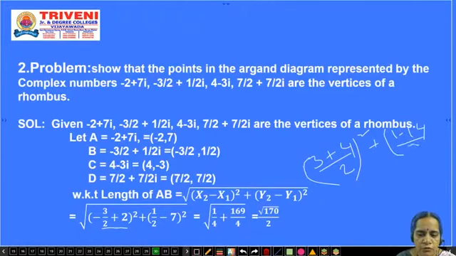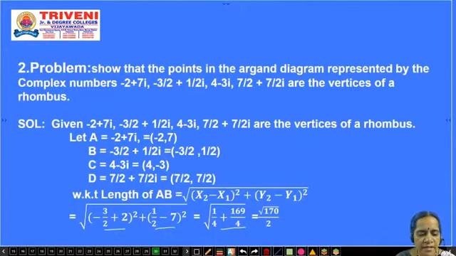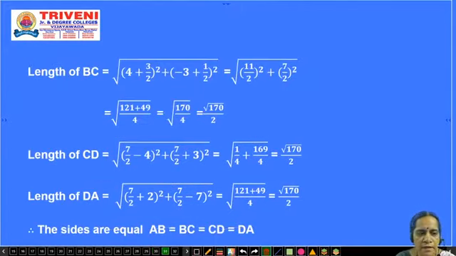7 whole square means 49, 49 by 4 plus 13 whole square, 169 by 4. Minus 3 plus 4 means 1, so 1 by 4 plus 169 by 4. Take the LCM. Denominators are the same, so the numerators must be added. That is 170 by 4, square root of 170 by 2. Here also we have to take the LCM.